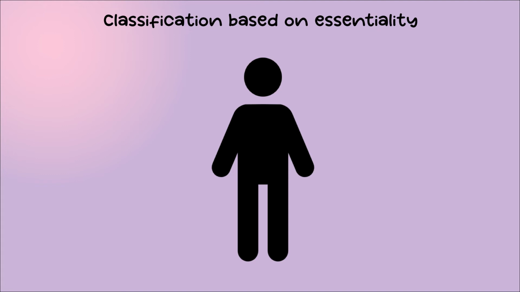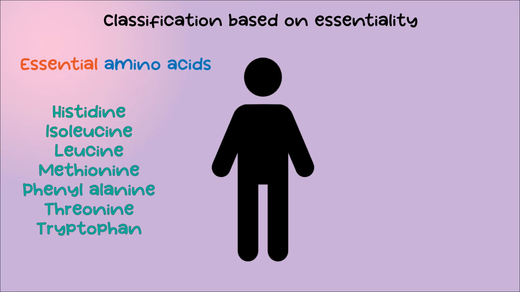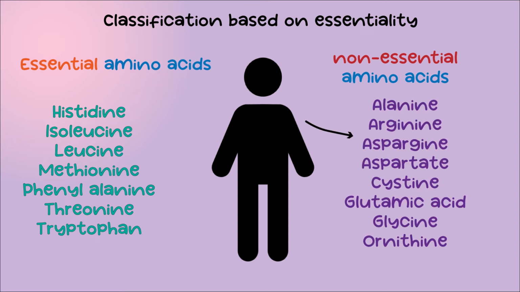Classification is also based on essentiality. Essential amino acids are the amino acids which you need through your diet because your body cannot make them, and they are 8 amino acids, represented in front of you. While nonessential amino acids are the amino acids which are not a required part of your diet because they can be synthesized by your body, and they are 11 amino acids, represented in front of you.